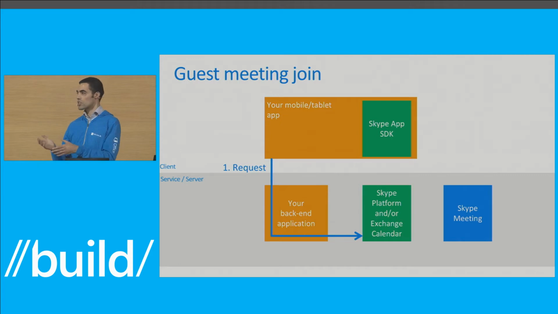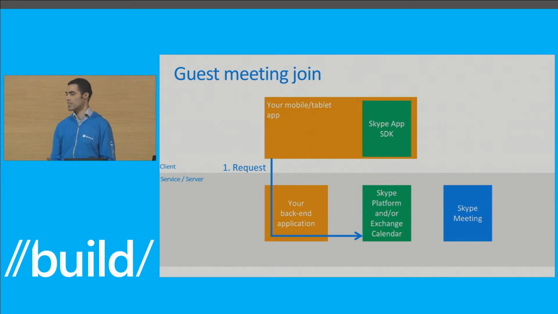You need to talk to your back-end application, not least because while we call it guest meeting join, it's a guest from the Skype for Business point of view, but you will typically know who that user is. You'll sign them into your own backend, your banking application, your telehealth application. When the time comes within that application that you want to have a meeting, you simply ask the Skype platform to give you a URI to join the meeting.